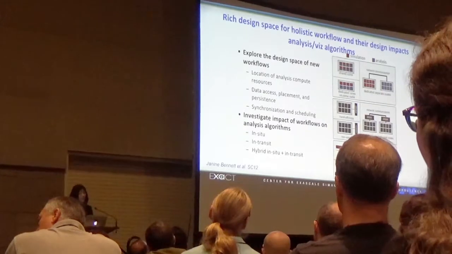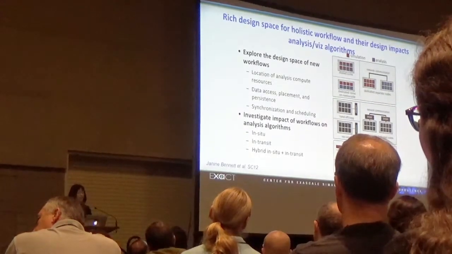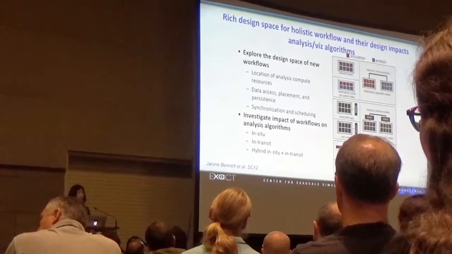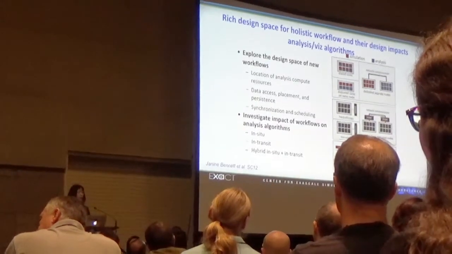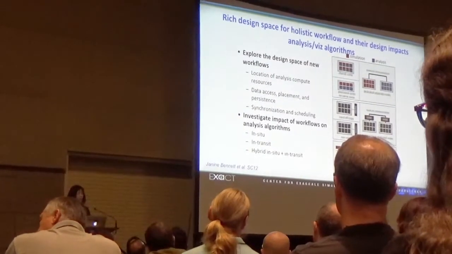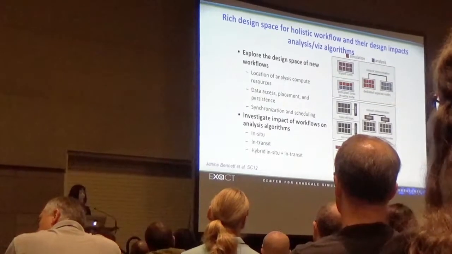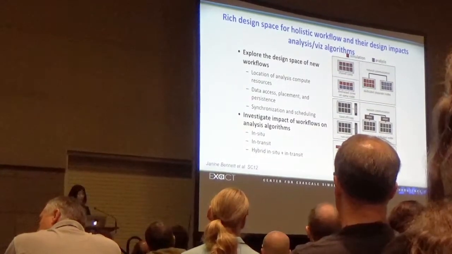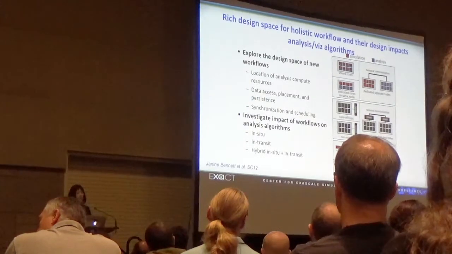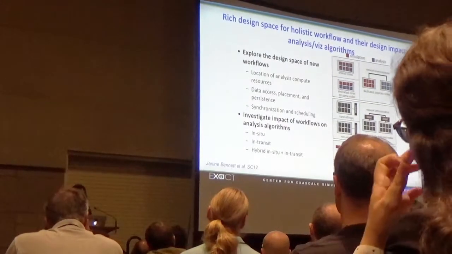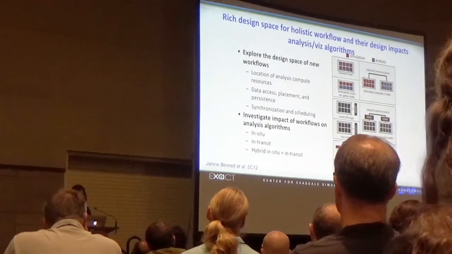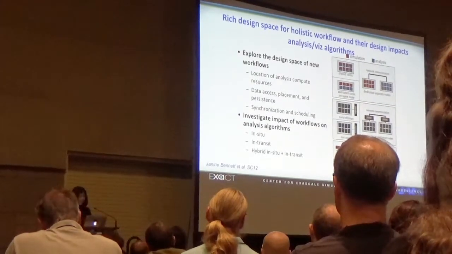And the design space of these workflows and some of the considerations that have to be thought about are where are you going to locate analysis compute resources? Are they going to be located on the same compute cores, on dedicated cores on the same node of the machine, or shipped off to a secondary staging area, or possibly even off to disk for post hoc analysis? Those are some of the decisions that have to be made.